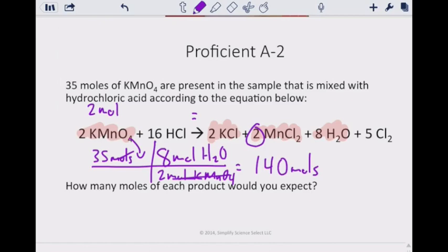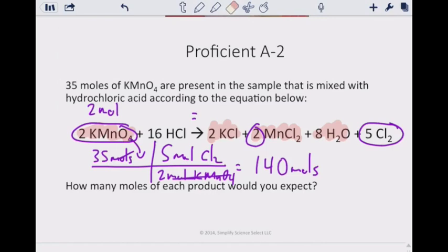Okay, and then we can look at it. What's the ratio between potassium permanganate and chlorine gas? Well, it's a 2:5. So for every 2 moles of potassium permanganate, we have 5 moles of chlorine, which when we look at this, multiply by 5, divide by 2, we get right around 87.5 moles of chlorine gas.